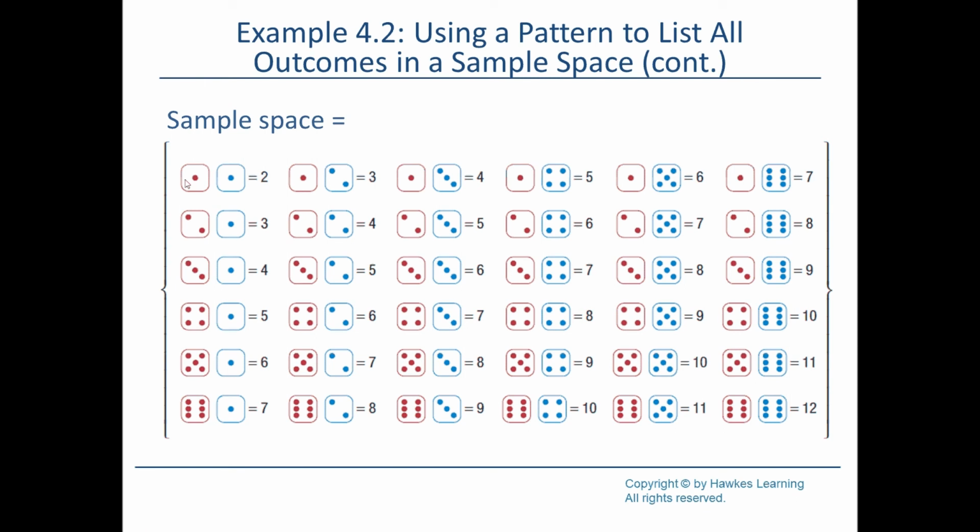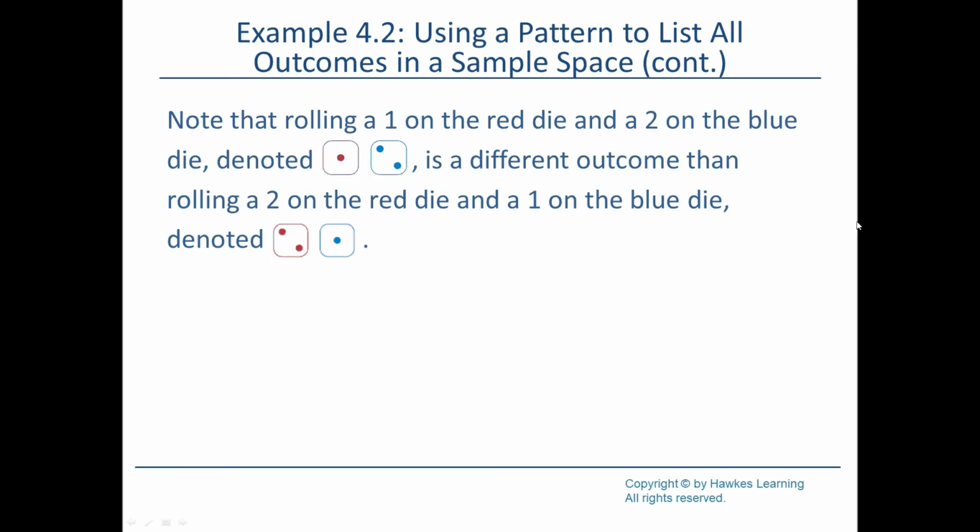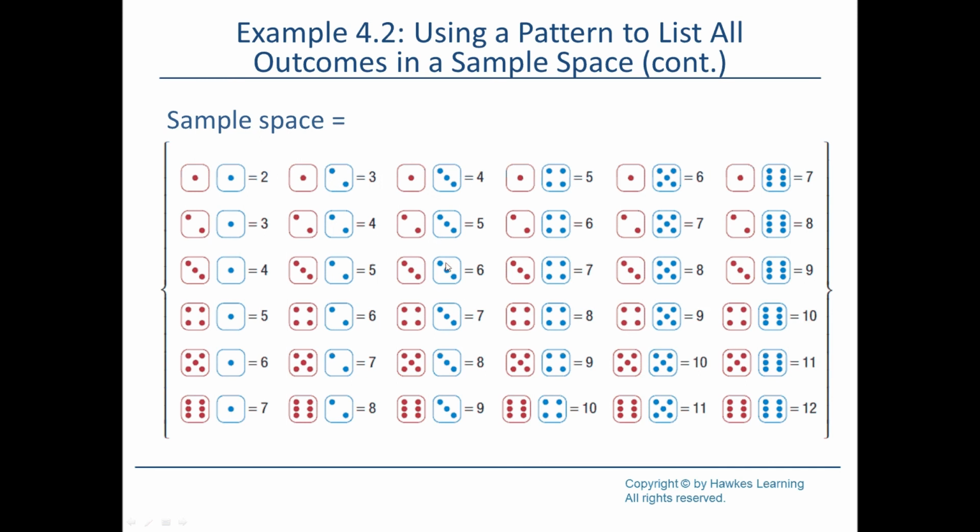Notice the sample space is 1 and 1, 2 and 1, 3 and 1, 4 and 1, 5 and 1, 6 and 1, etc. If all we care about is the sum of the numbers that come up, then the sample space would be 2, 3, 4, 5, 6, 7, 8, 9, 10, 11, 12, because 2 through 12 are the sums. Now keep the sample space in mind. Note that rolling a 1 on the red die and a 2 on the blue die is different than rolling a 2 and a 1 if we care about the actual outcomes. However, if we care about just the sum, then those two are going to be identical outcomes.